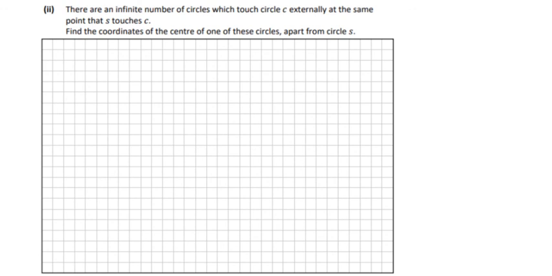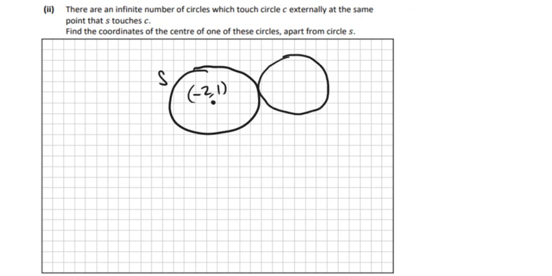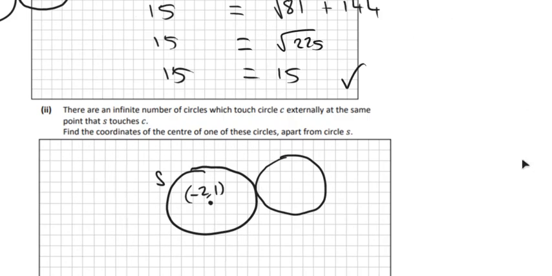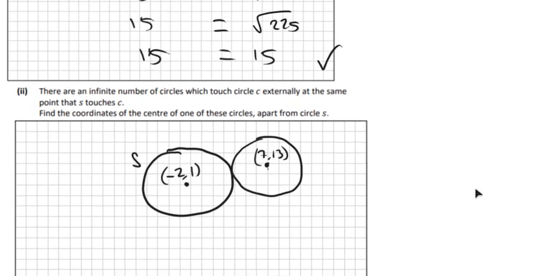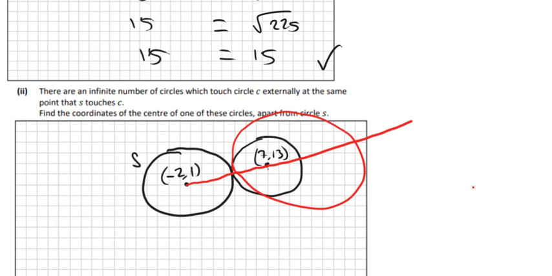Right, so for the last part then, let's just draw this out again. So our centre was minus 2, 1, that was S, and then this was C. So C had the centre of 7, 13. So we want to find the centre of another circle that touches it externally as well. So if you think about it, kind of a straight line through those points. So we just want another circle like that that touches it externally.